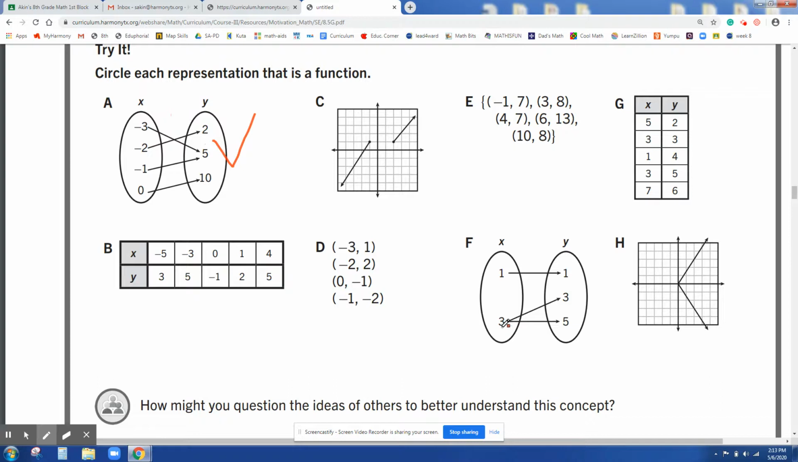We have another mapping diagram. I have 1 and 3 here. The problem is here. 3 goes into 3. 3 goes into 5. So it's not a function.